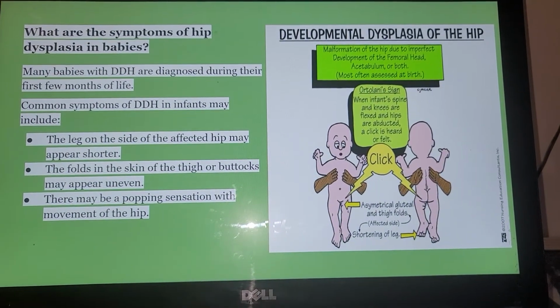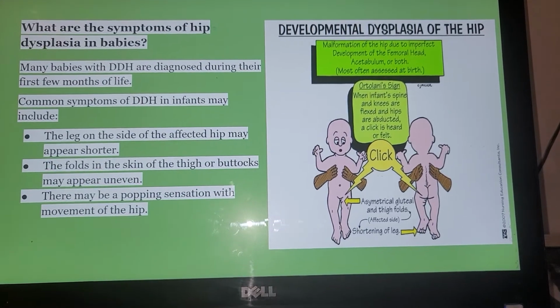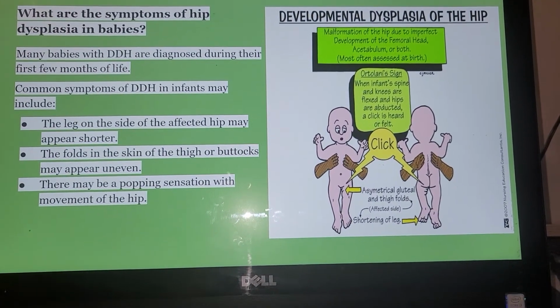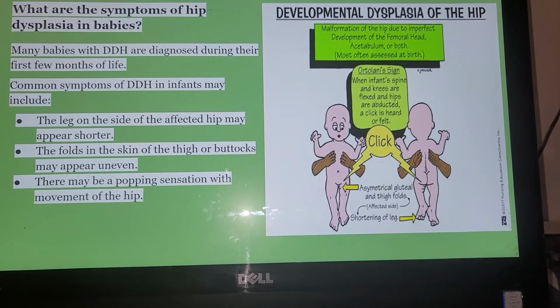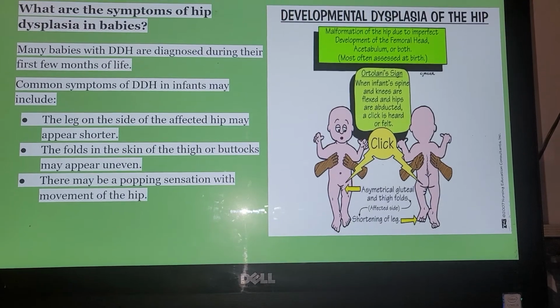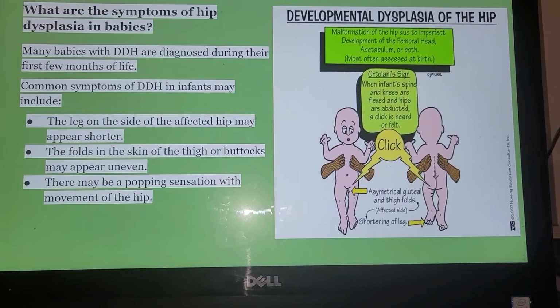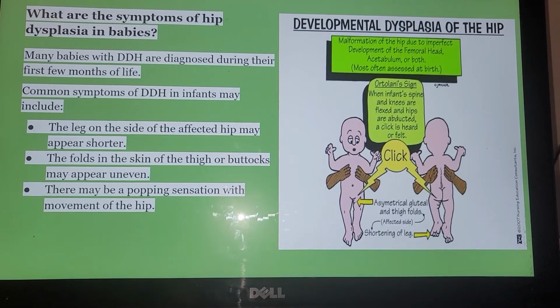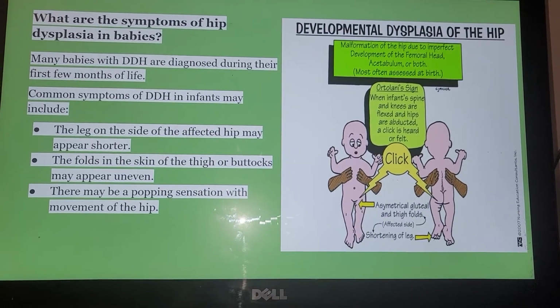Okay, so some common signs and symptoms of hip dysplasia in babies. Many babies with DDH are diagnosed during their first few months of life. Common symptoms of infants include the leg on the side of the affected hip, which may be shorter. The folds of the skin of the thigh or buttocks may appear uneven. There may be a popping sensation with movement of the hip.